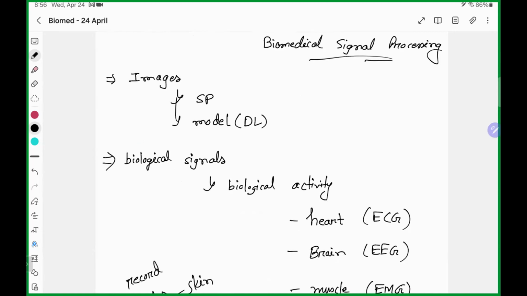So we'll look at some of the main ones, like ECG and EEG. These are the main ones. We'll try to look at them. Any questions so far? Any question? No, sir. Achha.